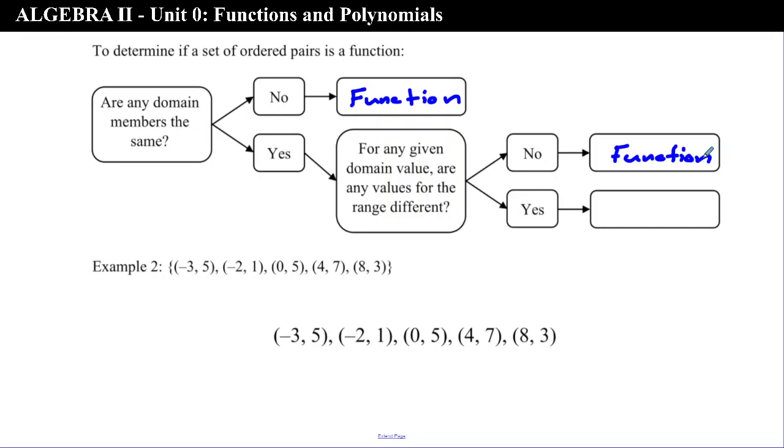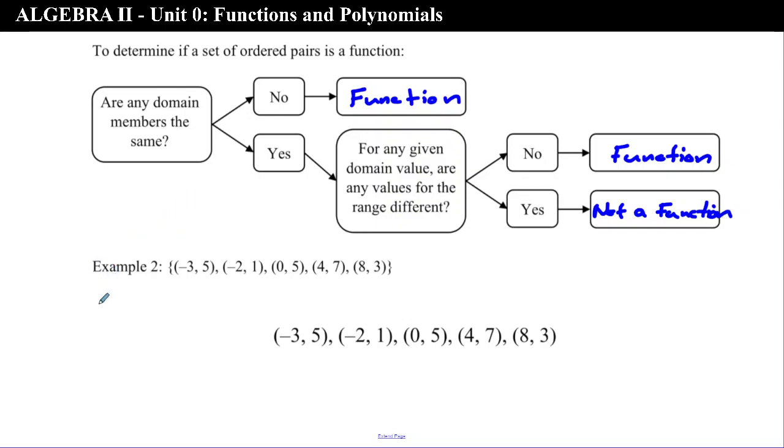However, if we have the same x values, but they have different y values, then we do not have a function. So in this case, it would be not a function.